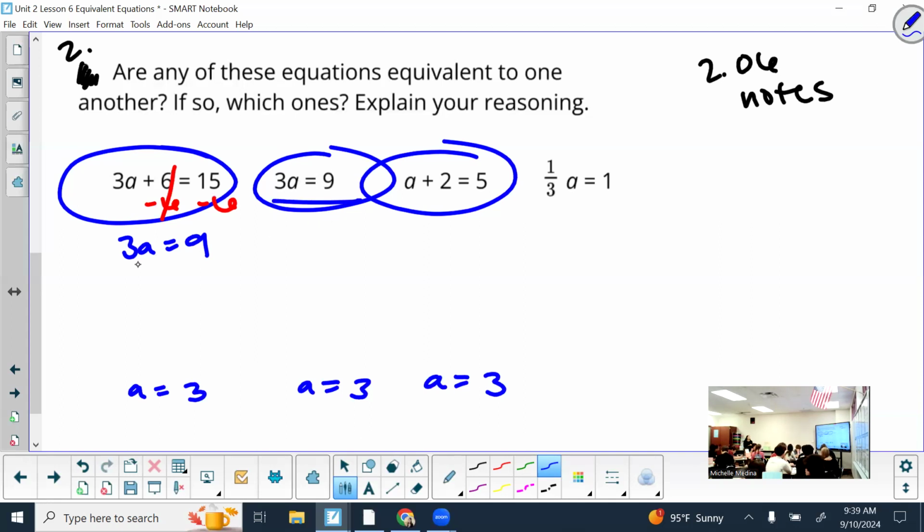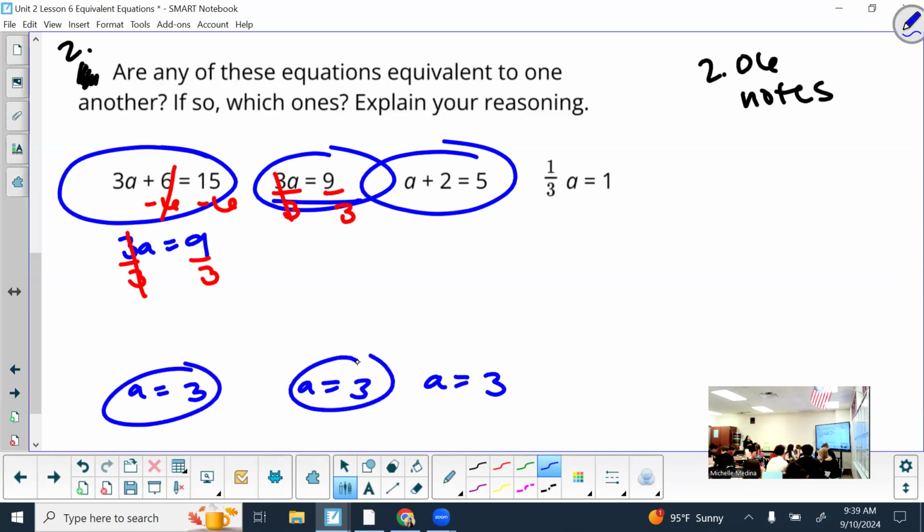So if I were to continue, what's opposite of multiplying by 3? I should get the same exact thing over here, right? Because they are the same exact, nothing is different at this step. So for the first 2, definitely. Let's check this last one.